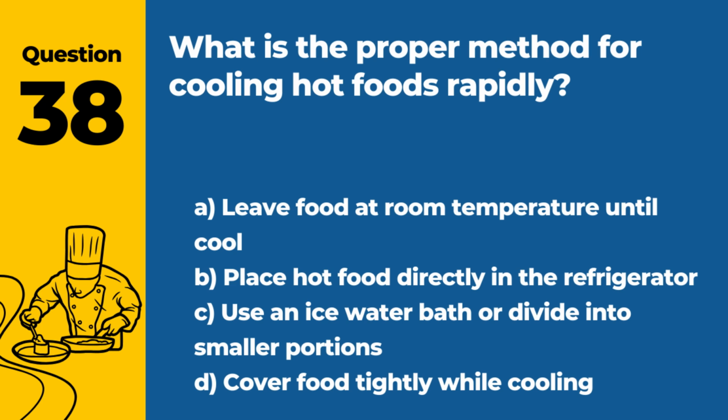Question 38. What is the proper method for cooling hot foods rapidly? A. Leave food at room temperature until cool. B. Place hot food directly in the refrigerator. C. Use an ice water bath or divide into smaller portions. D. Cover food tightly while cooling. Answer. C. Use an ice water bath or divide into smaller portions. The proper method for cooling hot foods rapidly involves using techniques such as an ice water bath or dividing the food into smaller, shallower portions to facilitate quicker cooling and prevent bacterial growth.